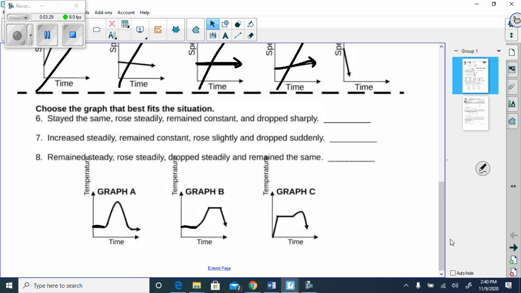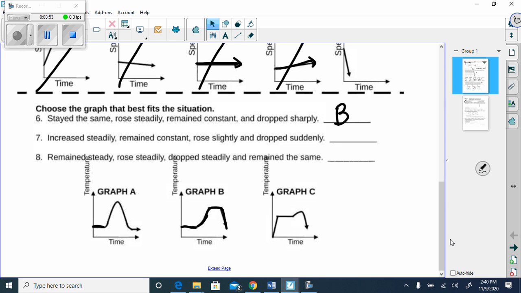Okay. All right, and then after it stayed the same, it rose steadily. So it went up just a little bit. Right, that's what we see right here, right? Then it remains constant, goes flat for a little bit, and then drops suddenly. So yes, that would be graph B.